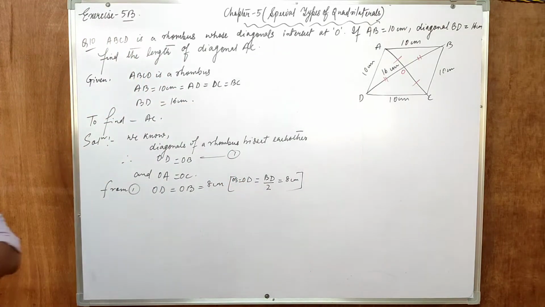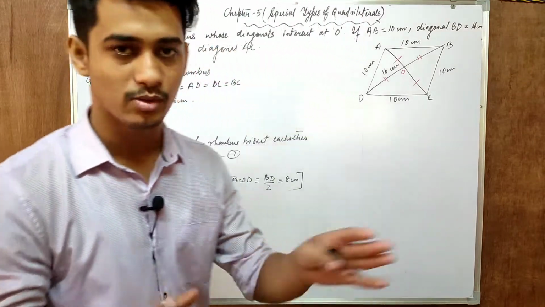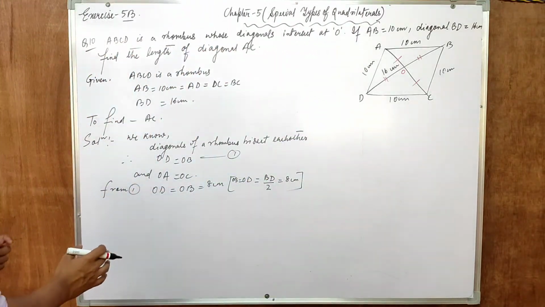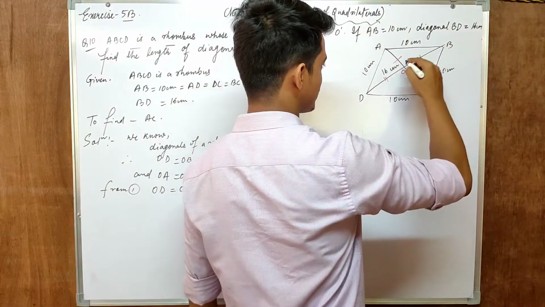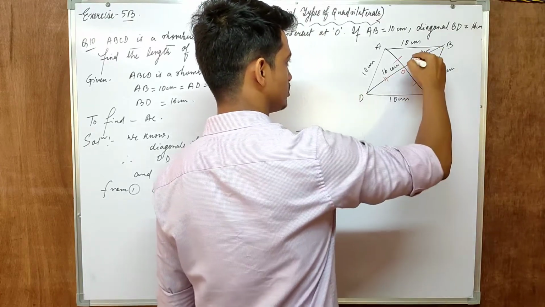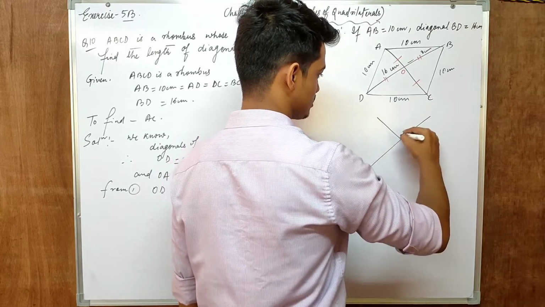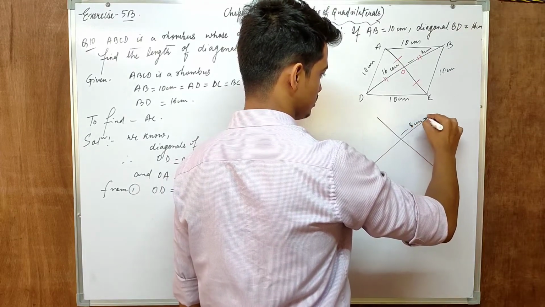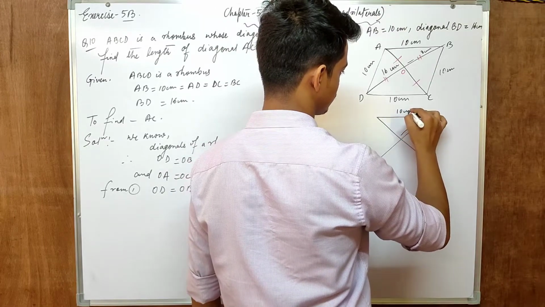Okay. So BD is what? BD is the total length, and OD and OB are the mid parts, equal parts, right? So now how to find out AC? That is our concern. So right now we get 8 centimeter over here, right? So this length is 8 centimeter. If I just make this one, this is 8 centimeter that we have, and this portion is 10 centimeter.